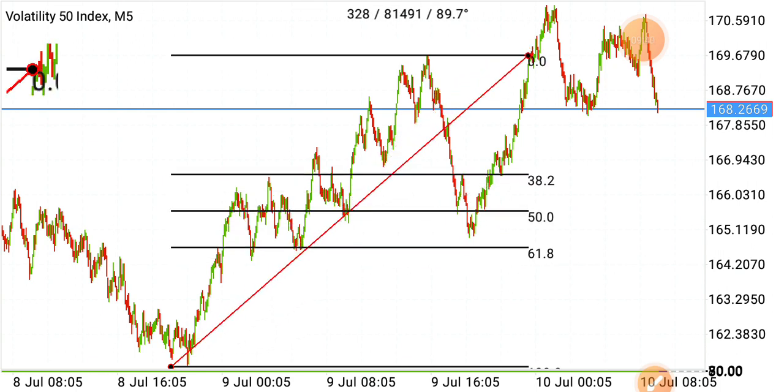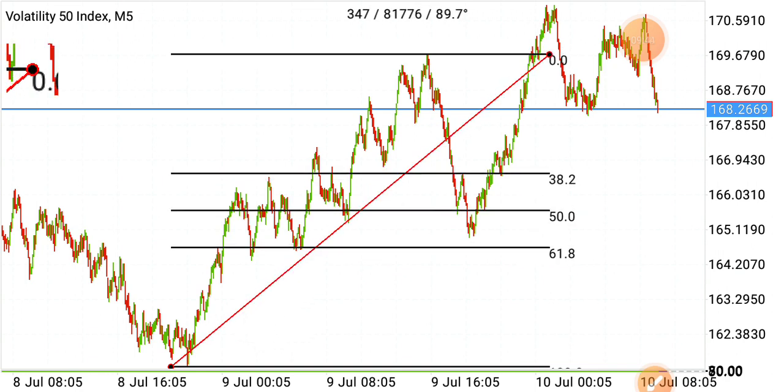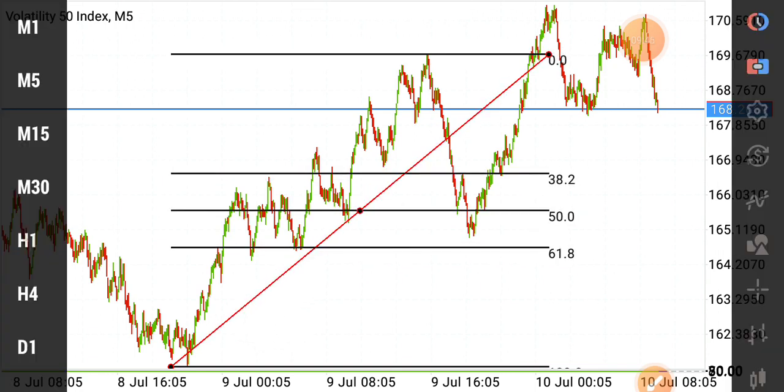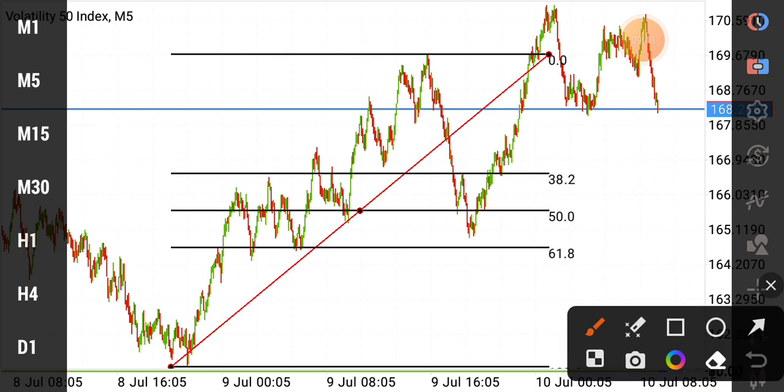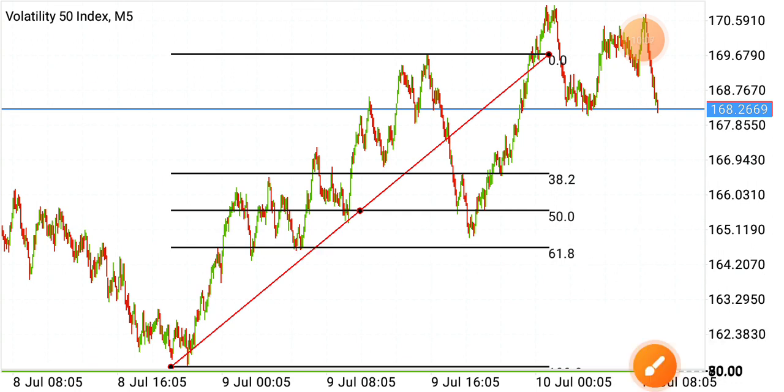So after placing this Fibonacci tool, I noticed that the 61.8 level is right here. So I expected the market, and you see the level is a resistance zone. Sorry, it is a support. So I expected the market to come to this level, but unfortunately the market did not get to that price level.